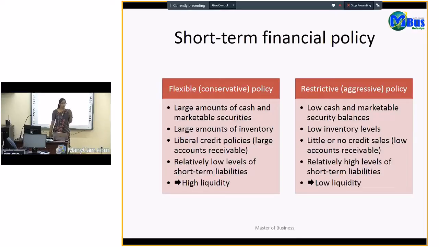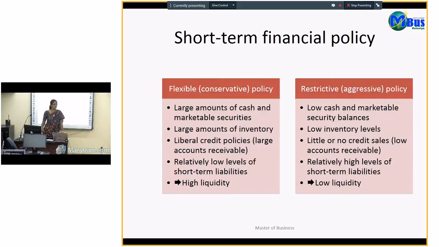Firm is always trying to delay the payment to the creditors and collect money quickly from the debtors. That should be the policy, right? But in flexible policy, they give very long time period for the debtors to pay back their money. Okay? Relatively low level of short-term liabilities. What is that? Low level of short-term liabilities? They might not be maintaining maturity matching concept. Maturity matching principle will not be there.